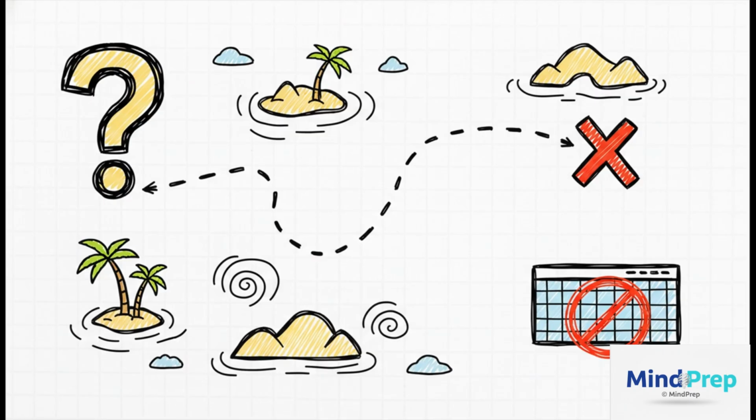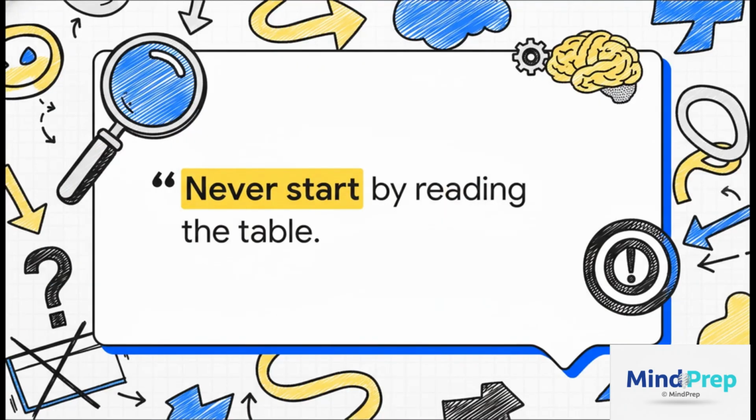Okay, step 1 is the absolute golden rule of ACT science. The question is literally your treasure map. It has all the clues you need. So your first move is never to look at the table. It's always, always, always to read the question. I'm gonna say it one more time because it is that important. Do not start by reading the table. That is the number one mistake people make. When you start with a question, you immediately have a mission. You know what you're looking for.